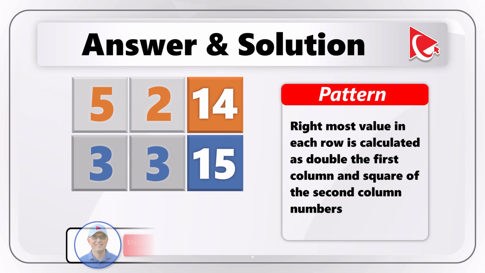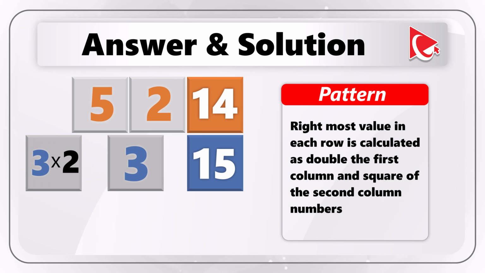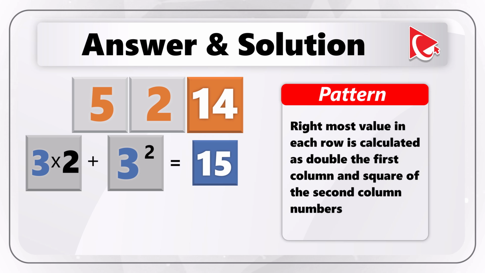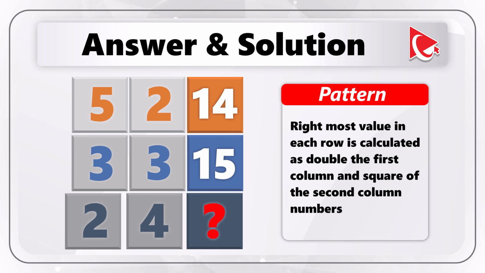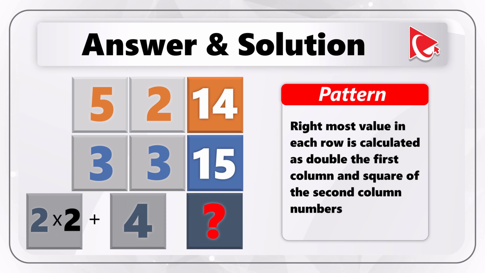For the second row, the calculation will be 3 multiplied by 2 plus 3 squared, which would be equal to 6 plus 9, and the end result would be 15. So for the missing value, the calculation will be 2 multiplied by 2 plus 4 squared, which would be equal to 4 plus 16, and the end result of this would be 20.